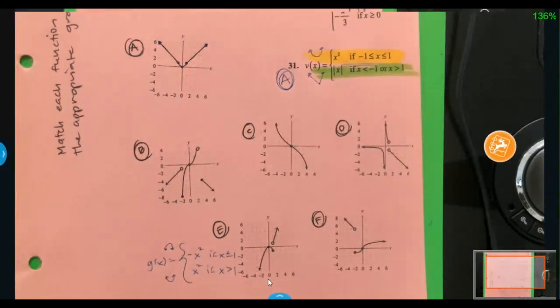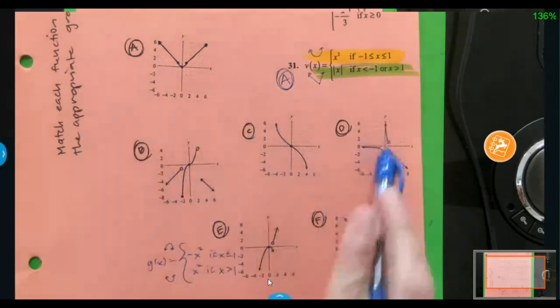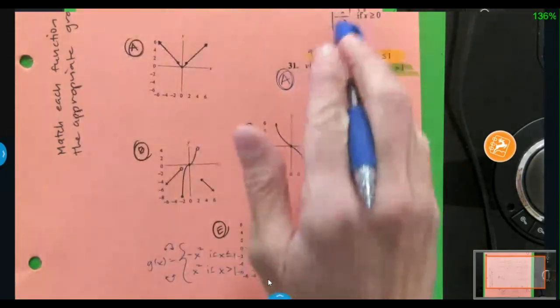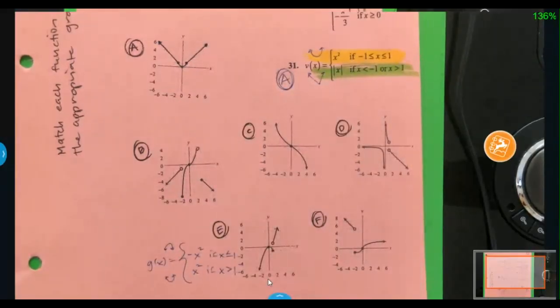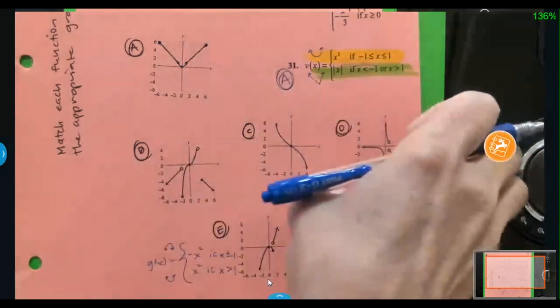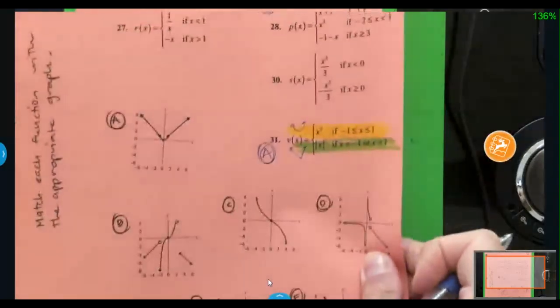All right, is there only one that has a 3-part graph? I thought there was. How many graphs are there? 2, 3, 4, 5, 6. All right, let's do one more. Let's do 28. All right, so let's go to 28.